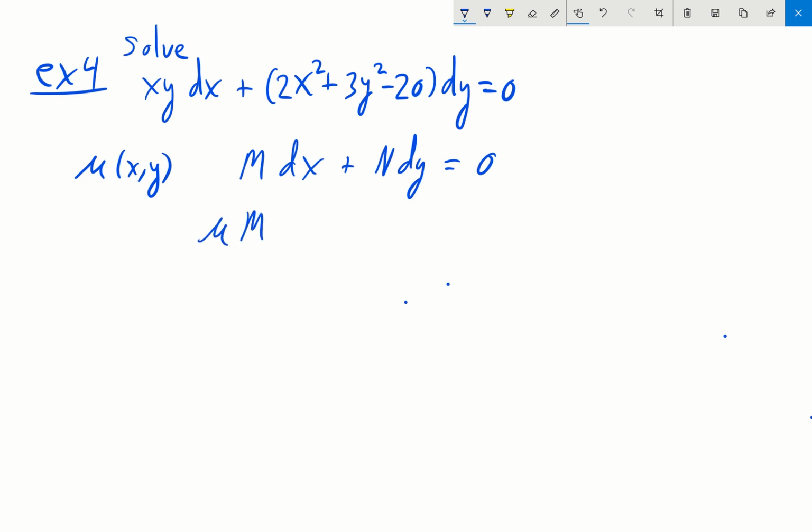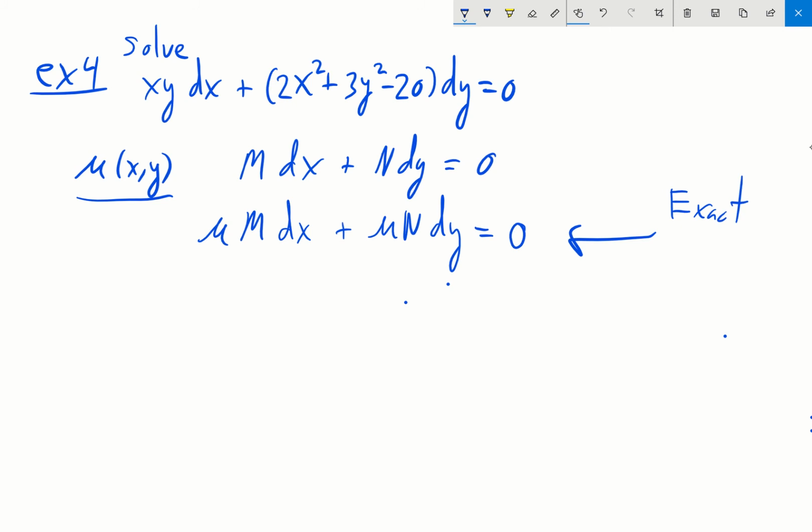I'm just going to drop the subscripts. Again, we know that M is technically a function of x and y, and so too would N be. But I'm going to write this as mu M dx plus mu N dy, and then on the right hand side, 0 times mu would still be 0. The hope is that with this multiplication by this function mu of x comma y, this resulting equation will be exact. Okay. And we know the answer to that.